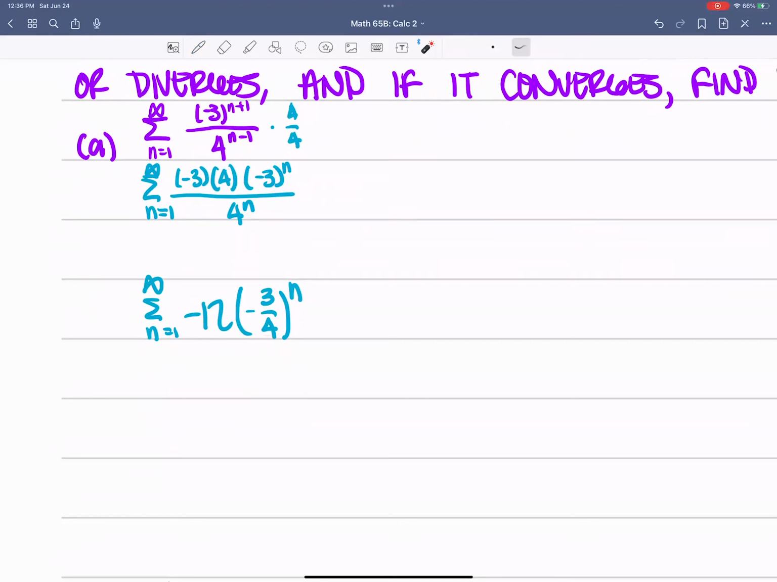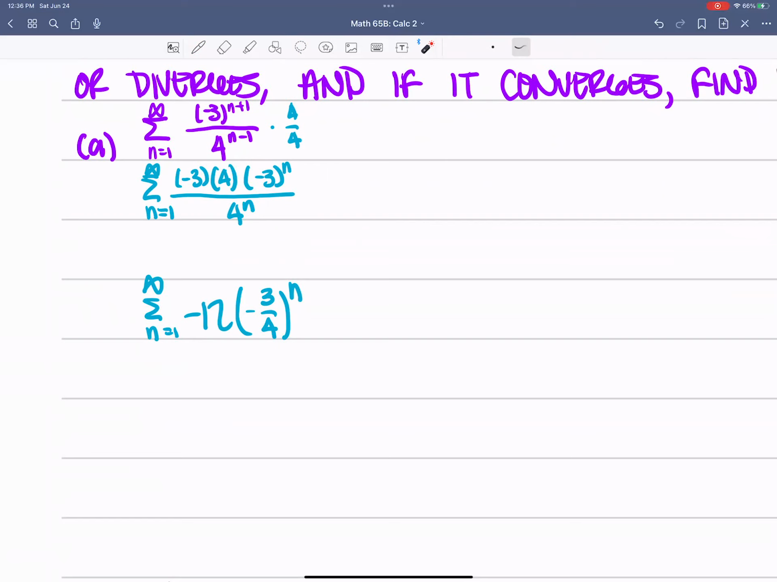So based on the geometric series, if the absolute value of our common ratio is less than, not equal to, is less than 1, then the series converges. So we could find the infinite sum after that, but let's just see what we have.